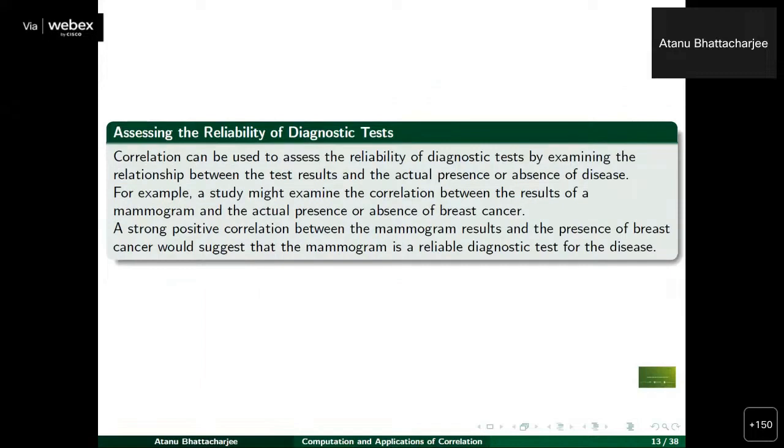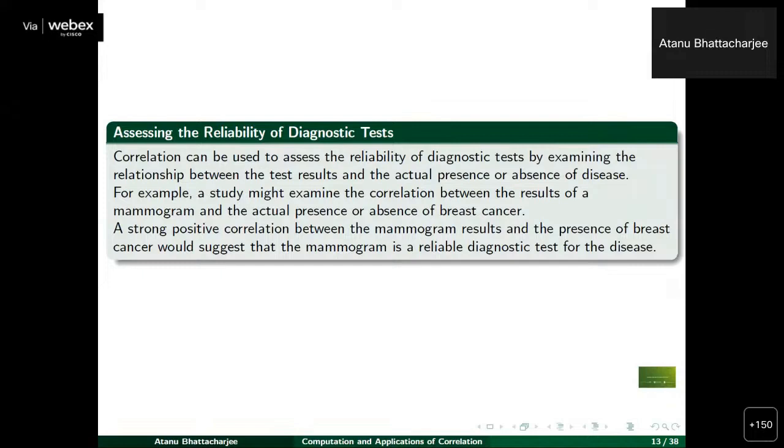Assessing the reliability of a diagnostic test: correlation can be used to assess the reliability of a diagnostic test by examining the relationship between test result and actual presence or absence of the disease. For example, a study might examine the correlation between the results of a mammography and the actual presence or absence of breast cancer. So a strong positive correlation between the mammography results and the presence of breast cancer suggests that mammography is a reliable diagnostic test for the disease. Now, I would like to put much more attention on that.